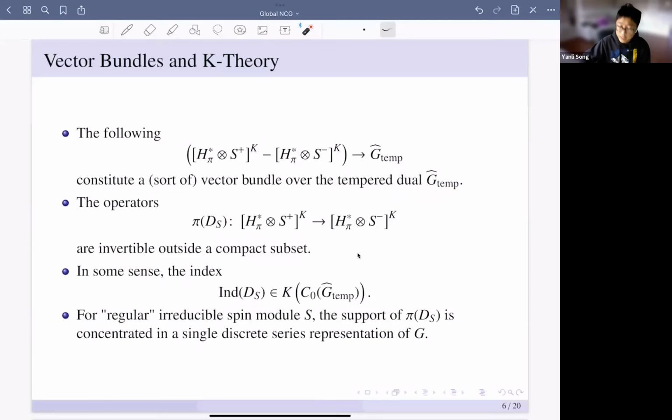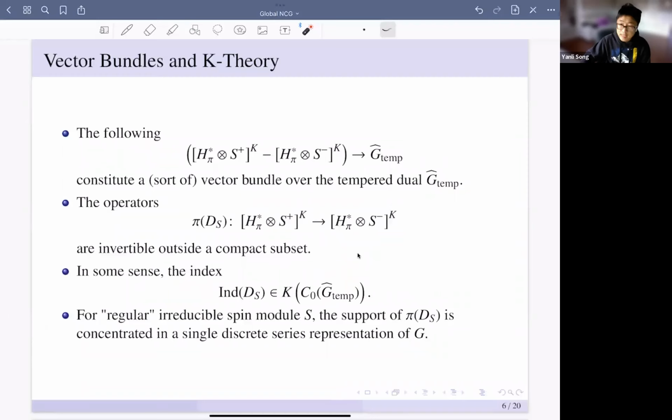And moreover, one can check that pi of ds acts on this space, so it's invertible. So you have an operator R that acts from one space to another space, and it's invertible outside a compact subset. Here, I'm just telling you the idea. This is not very precise.